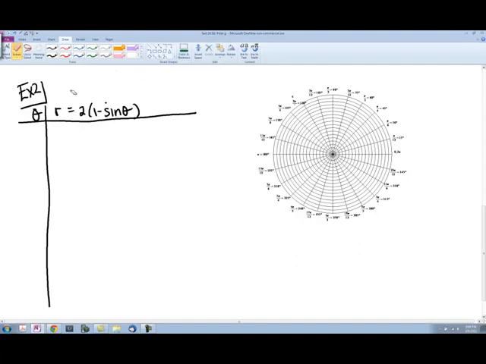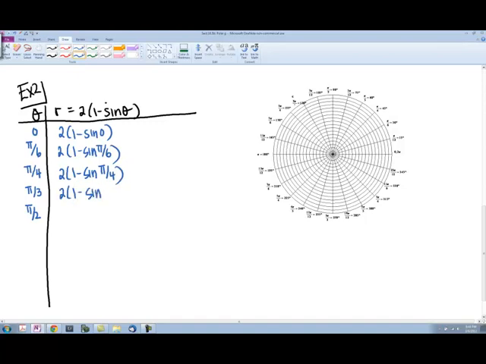And I'm going to start with 0 again. And let's write 0, pi over 6, pi over 4, pi over 3, pi over 2. Let me just stop there for now. Let's see what we have. When we plug in 0, we get 2 times 1 minus sine of 0, 2 times 1 minus sine pi over 6, 2 times 1 minus sine pi over 4, 2 times 1 minus sine pi over 3, and so on. So I'm just going to write these all out.